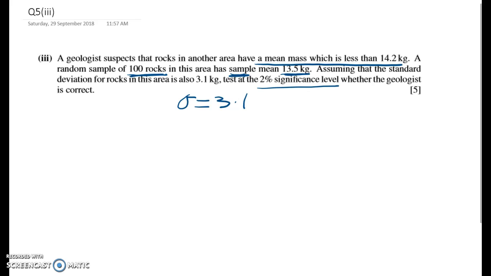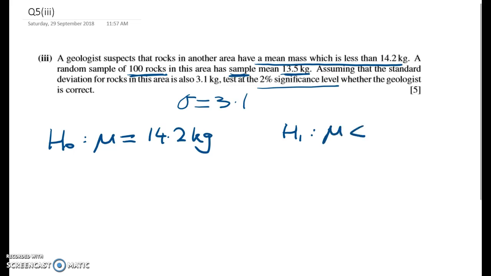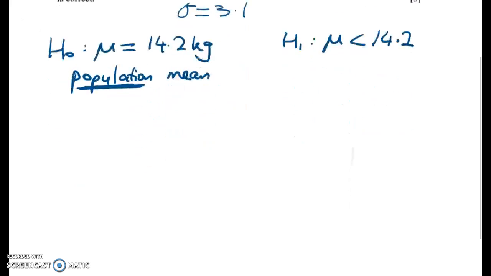So let's start by setting up our hypotheses. H0 is that the population mean is equal to 14.2 kilograms, and we're doing a one-tailed test. We've got a clear alternative, which is that the mean mass in the other area is lower, so it's got to be less than 14.2. If you don't want to write mu and you want to write mean, you need to make it really clear that you get what you're doing, which is testing not just the sample mean, because we know that, we're testing the population mean.